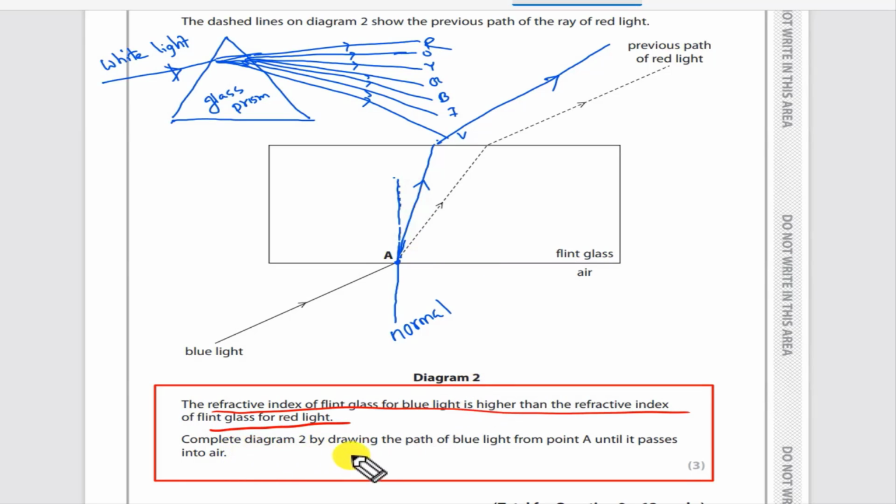Complete diagram 2 by drawing the path of the blue light from point A until it passes into the air. This is the path, here.